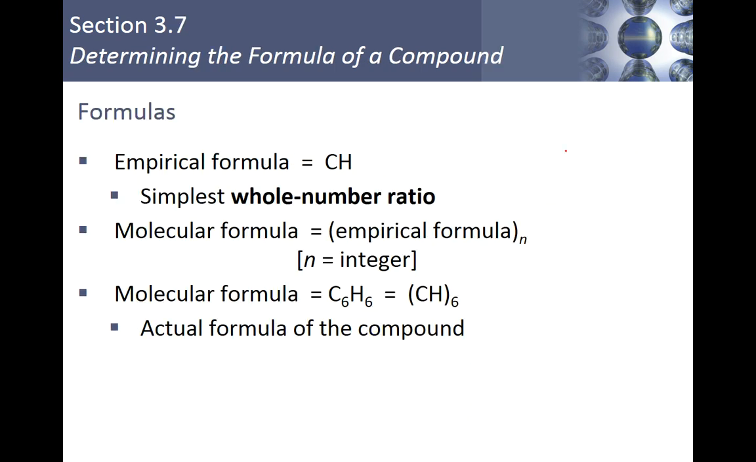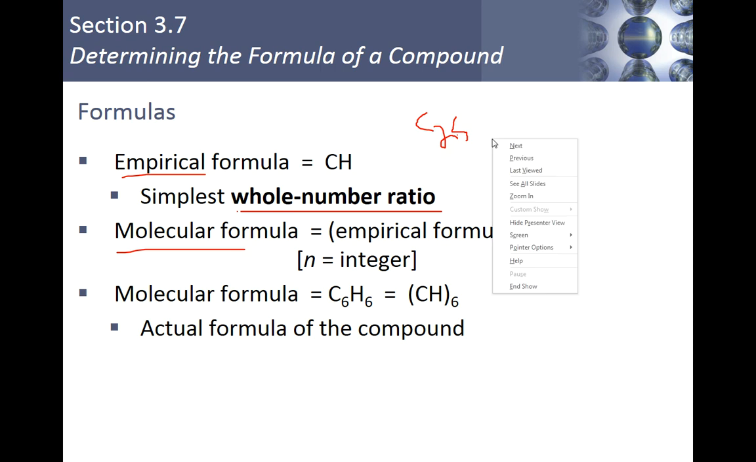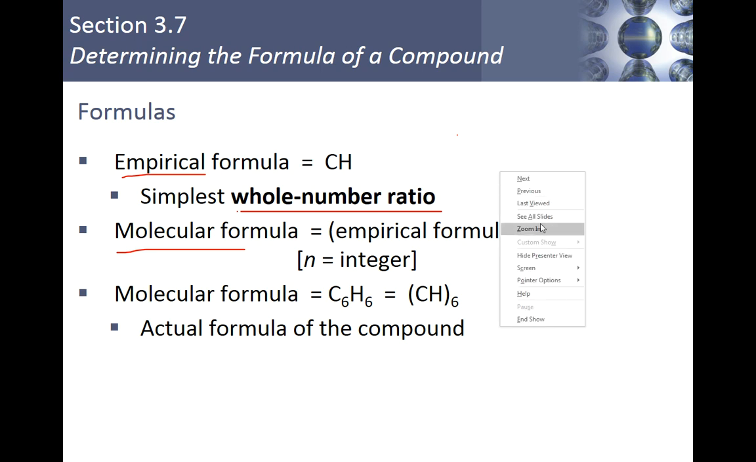All right. Determining the formula of a compound. You have two different types of formulas: an empirical formula and a molecular formula. Your empirical formula is the simplest whole number ratio. So you need to make sure that it's a whole number. We don't want to have something like a C 2.5 present. That just wouldn't work out very well for our number. So make sure that it's a whole number.